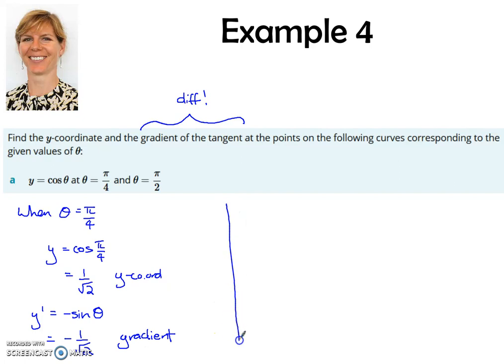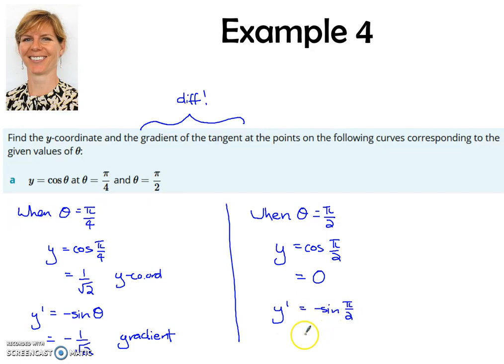Now we can do the same thing for theta equals pi on 2. Okay, so y is cos pi on 2, which is 0. Okay, and y prime is negative sine pi on 2, which gives you negative 1. So again, y-coordinate and gradient.